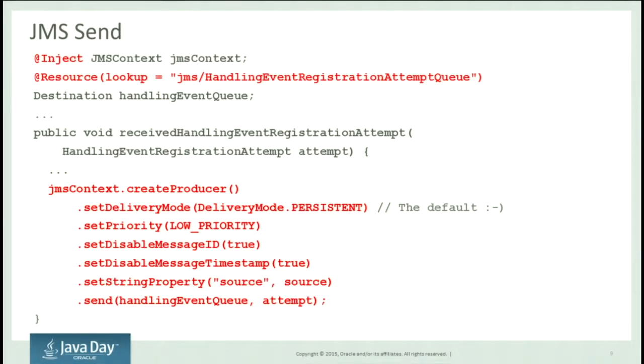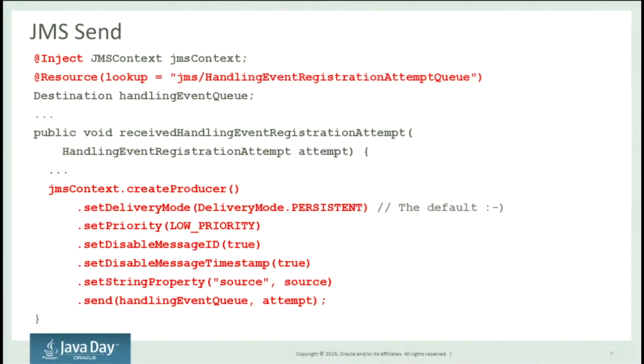You're actually setting quality of service parameters. You are setting the delivery mode to persistent and the priority to low. These other two calls may not be familiar to you if you're not familiar with JMS 2.0. These are two message-level optimizations. In this case, I am disabling both the message ID and the message timestamp because I do not need them. I'm also setting a custom string property called source, and I'm doing that in a single line.